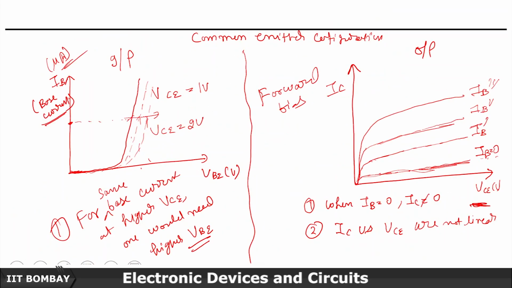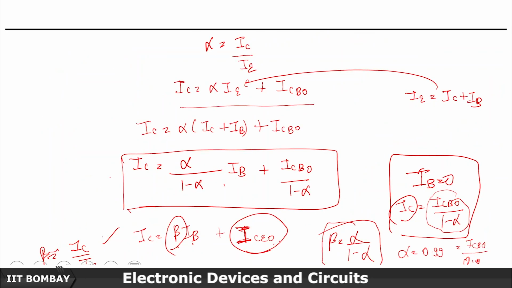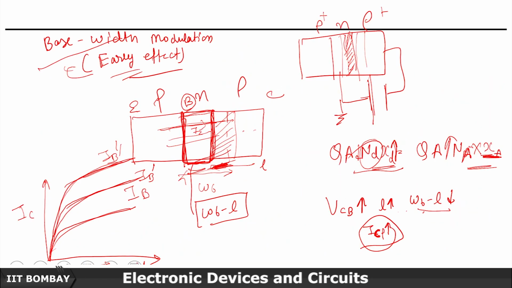We also would like to know what is happening here, that is, why for the same base current at higher VCE we would need higher VB. So now we know that base current is going down, because a thinner base region is there, so fewer electrons would be there to constitute the base current. So base current is going down with increase in VCE.